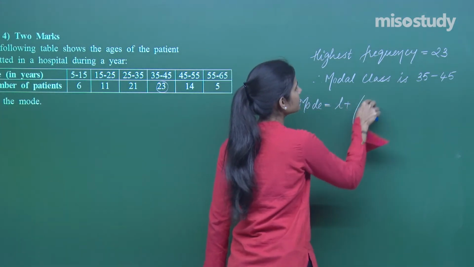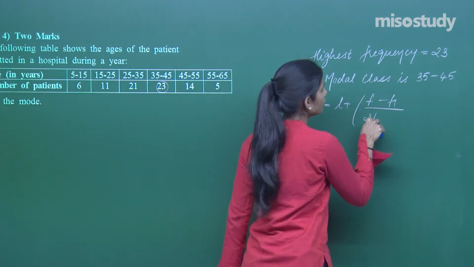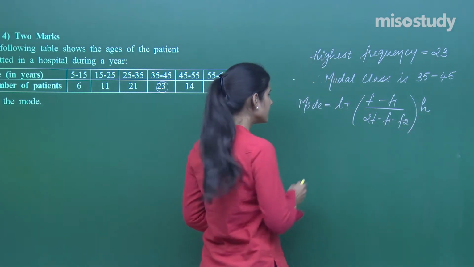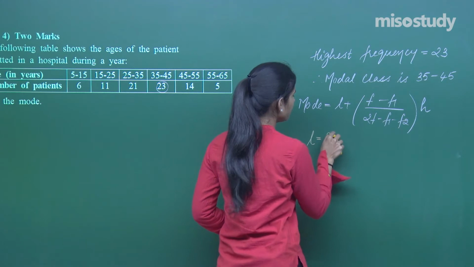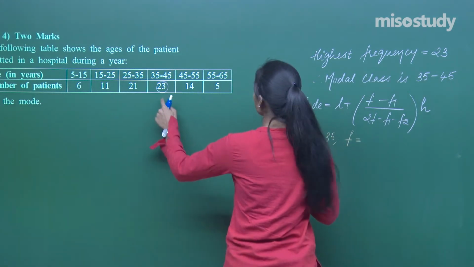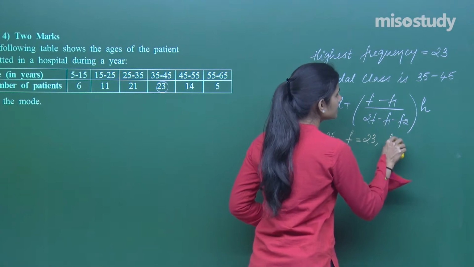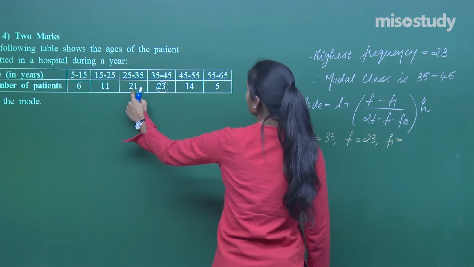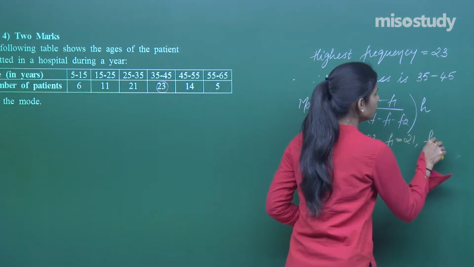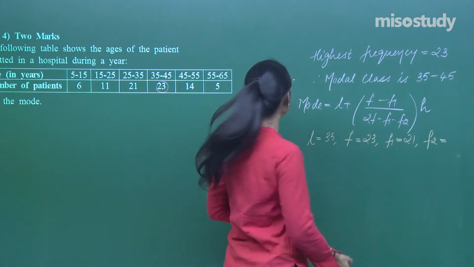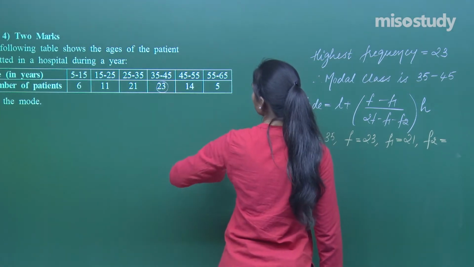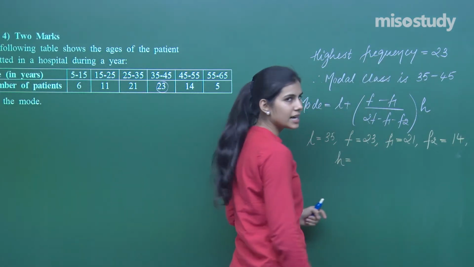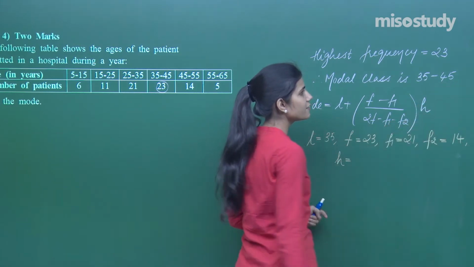Mode is L plus (f minus f1) upon (2f minus f1 minus f2) into h, where L is the lower limit of the modal class, which is 35, f is the frequency of the modal class, which is 23, f1 is the frequency of the class preceding the modal class. Preceding the modal class is 25 to 35, its frequency is 21. f2 is the frequency of the class succeeding the modal class. Succeeding the modal class is the class 45 to 55, its frequency is 14. And you have h as the class size of the modal class.